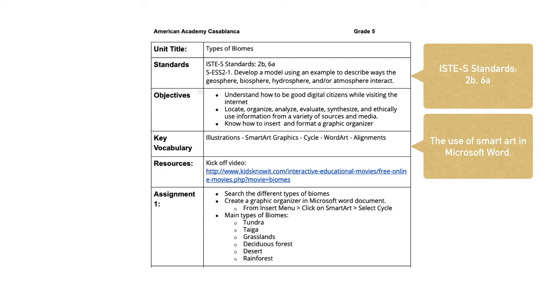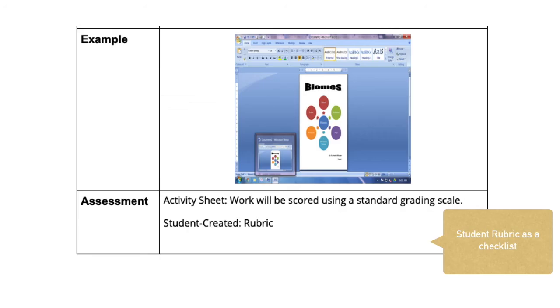Students are required to use illustrations to convey all the types of biomes. This was a great activity for students to look for biomes online, search for pictures, and learn more about biomes in general. At the end, students use the rubric to make sure they applied all the required formatting skills.